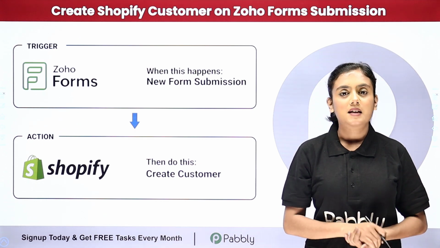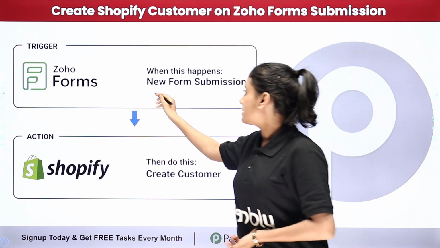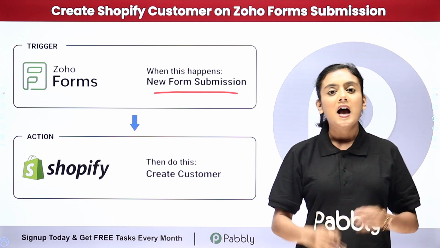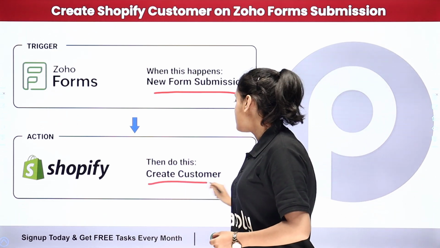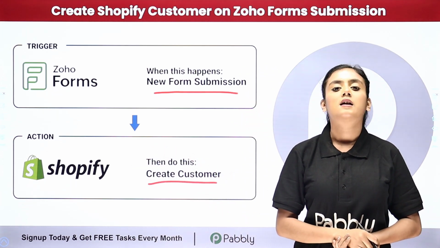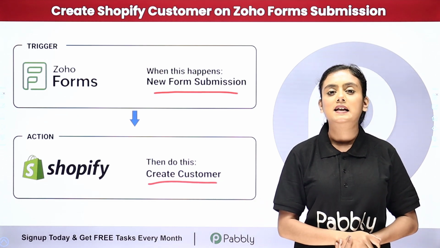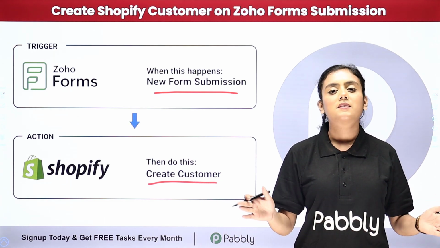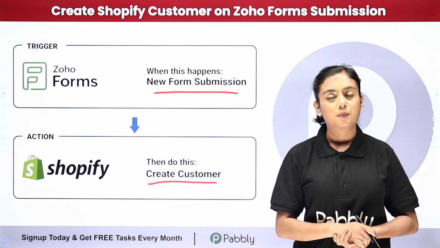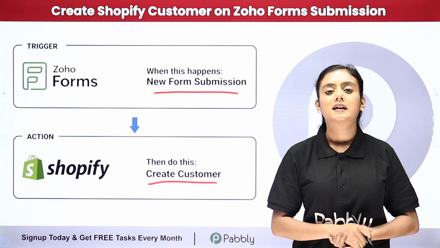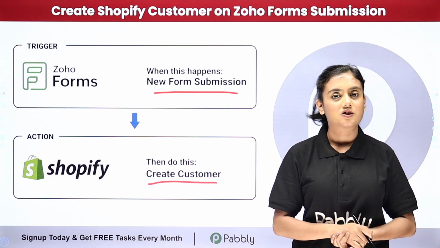Here what I want is that as soon as a new form submission is done by a lead using Zoho Forms, I want to create that lead as a customer in my Shopify account. Now creating these customers manually is very time consuming. So what I've done is I've simply automated this entire process with the help of Pabbly Connect, which is an amazing automation and integration software.